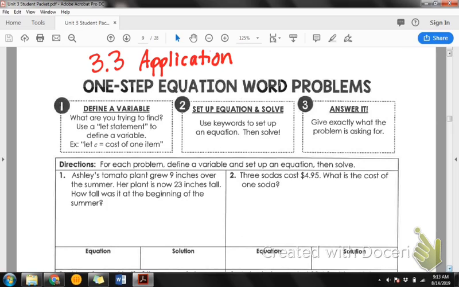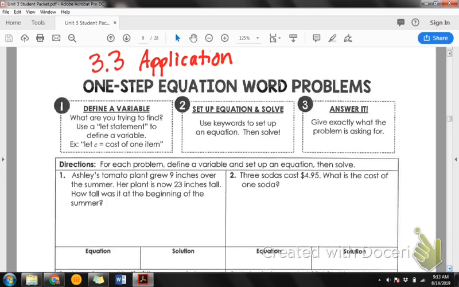Step number 1 is, what are you trying to find? That's what we need to figure out. Use a let statement to define a variable. What does that mean? That means if I put a variable up there, I need you to tell me what that variable is standing for. Second thing is to set up an equation, which yesterday, remember, we worked on translating things like a number increased by 5, right? So we learned a couple of those things. And then give an exact answer for what the problem is asking for.